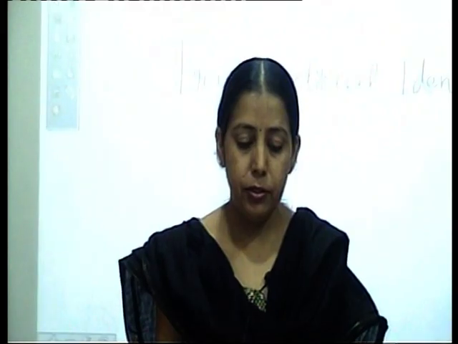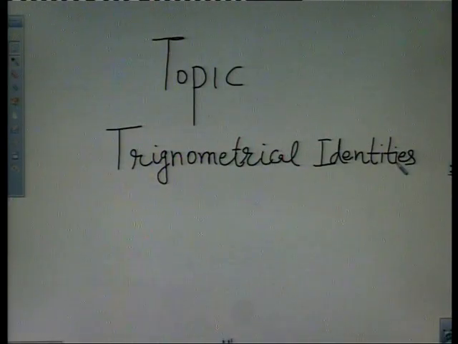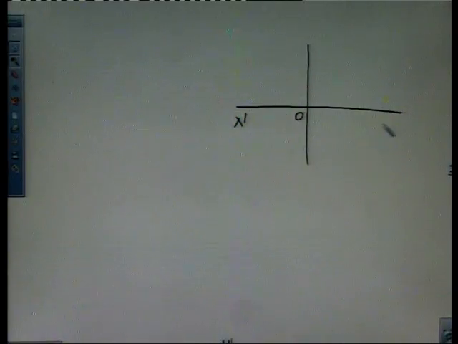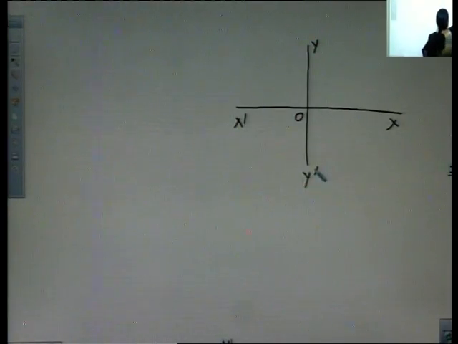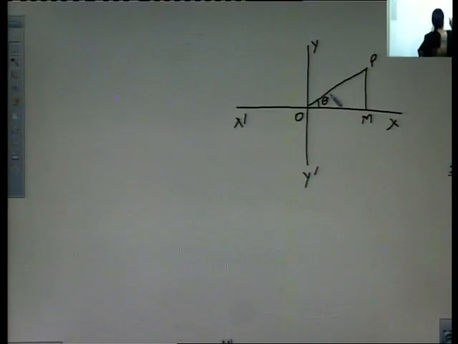Today my topic is trigonometrical identities with problems, and their elimination with problems. Now, first of all, take x-axis X'OX and Y'OY as axes, take a point P and draw PM perpendicular on the x-axis, and the point P makes an angle theta with the x-axis.